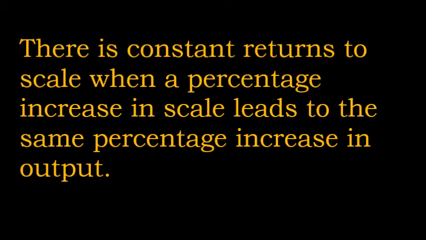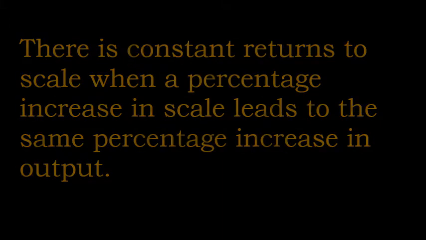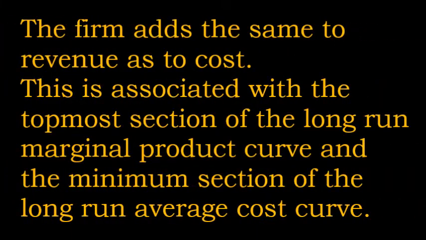Now 2. Constant returns to scale. There is constant returns to scale when a certain percentage increase in scale leads to the same percentage increase in output. If capital and labor are increased by 100%, output increases by 100%. The firm has the same revenue as cost.